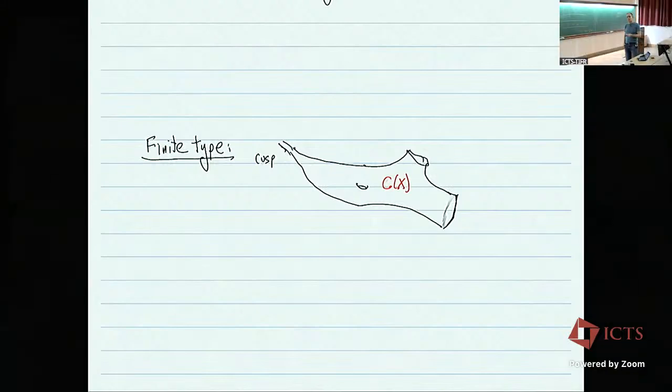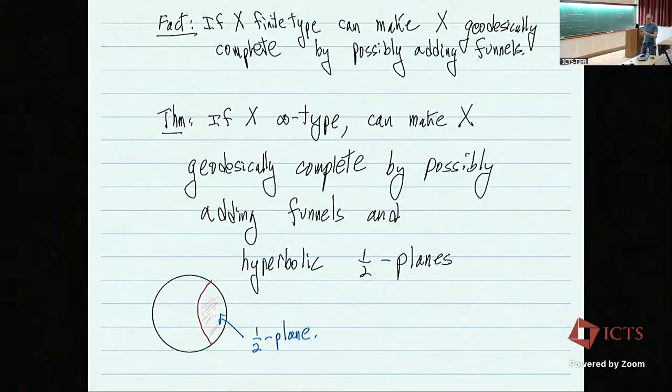So the main point I want you to take from this is that for a finite topological type surface, if I hand you the convex core and I ask you, what do I have to add to the convex core to get the complete, geodesically complete surface? Well, for finite type surfaces, you just have to add possibly funnels if it's not a closed surface to begin with. So that's what this statement says. If X is finite type, you can make X geodesically complete by just possibly adding funnels, okay?